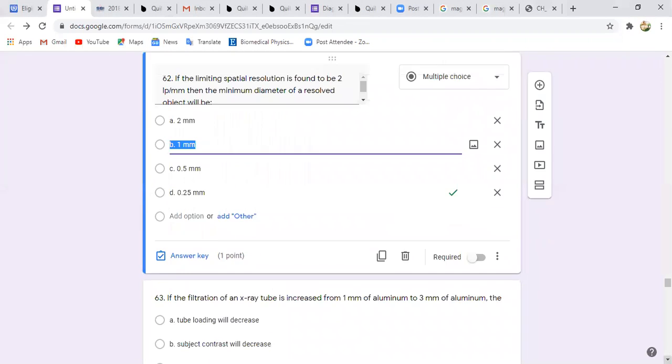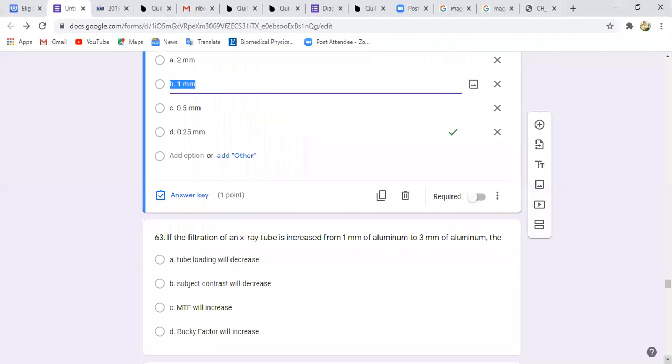So we have 63. If the filtration of an X-ray tube is increased from 1 millimeter of aluminum to 2, what happens? What will happen? Increased filtration. The subject contrast will be affected because of the scatter. There will be more forward scatter. So subject contrast will decrease.